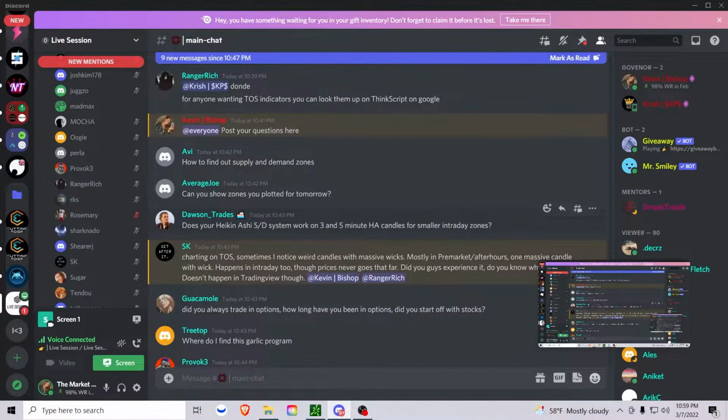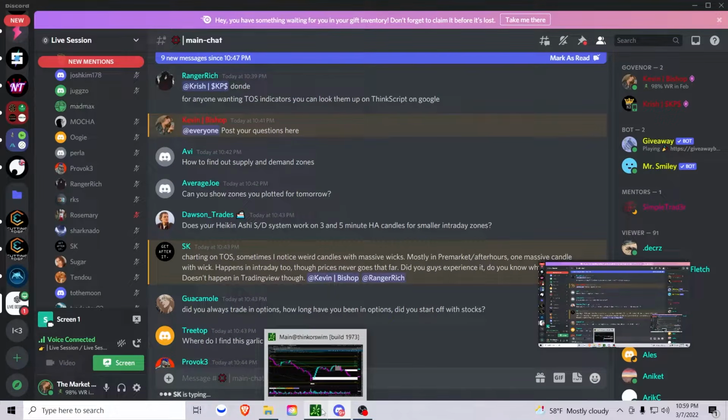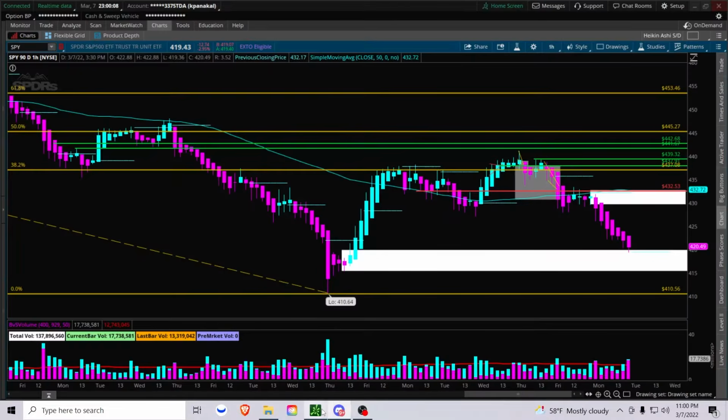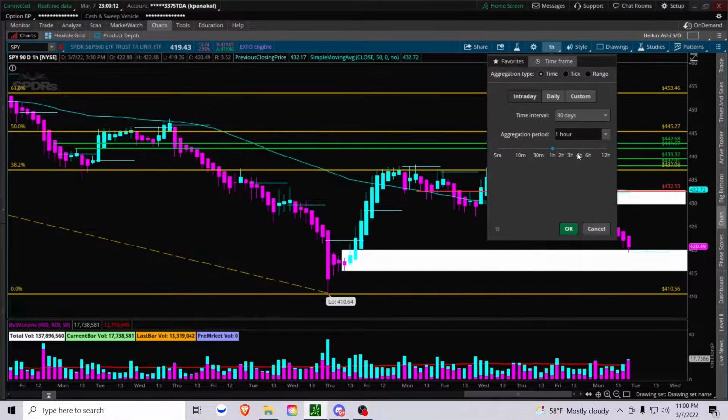The next question was, does your Heikin-Ashi system work on 3 and 5 minute Heikin-Ashi candles for smaller intraday zones? Well, you could. The thing is, institutions don't look at such small time frames for creating zones. So it's not just the Heikin-Ashi candles that you look at. Let's say I personally use a 3 minute compared to a 5 minute a lot. It's just personal preference.